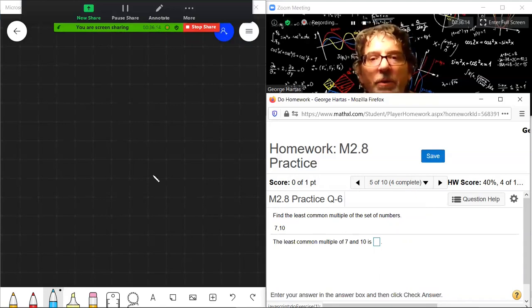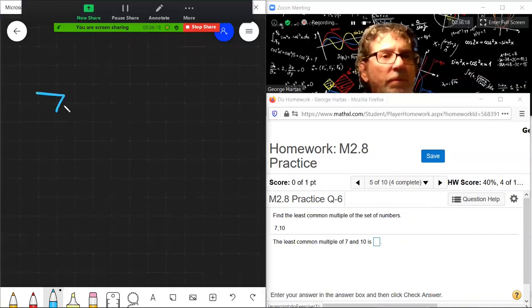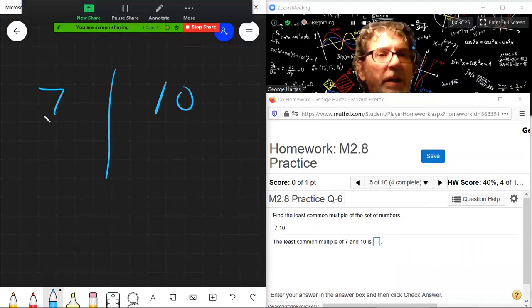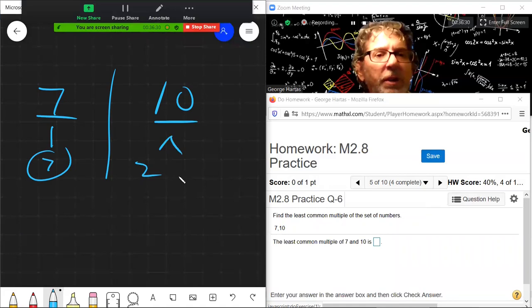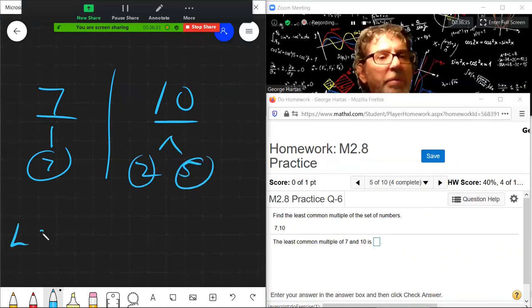Find the least common multiple of the set of numbers. All right, so we have 7 and 10. 7 is prime, bring it down, circle it. 10 is the same as 2 times 5. Circle, circle. LCM. 1 7 here, no 7's here. The side with the most comes down. There are more 7's here. The side with the most comes down.